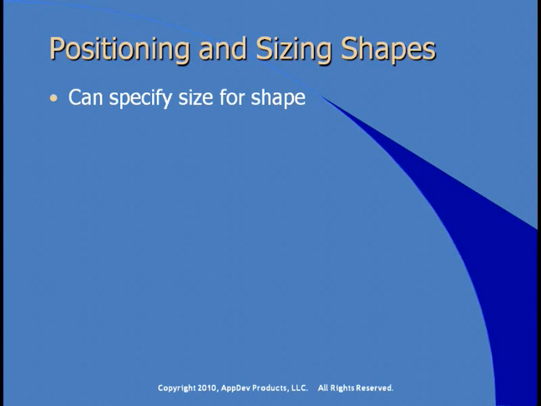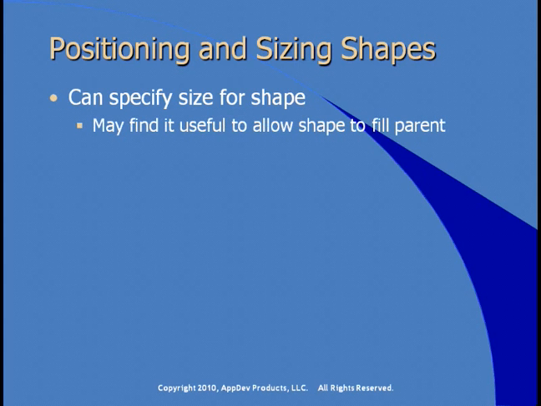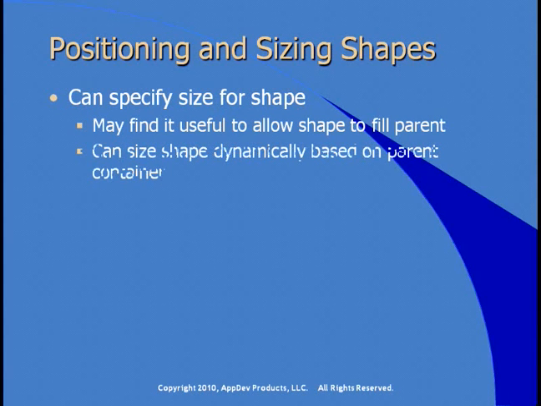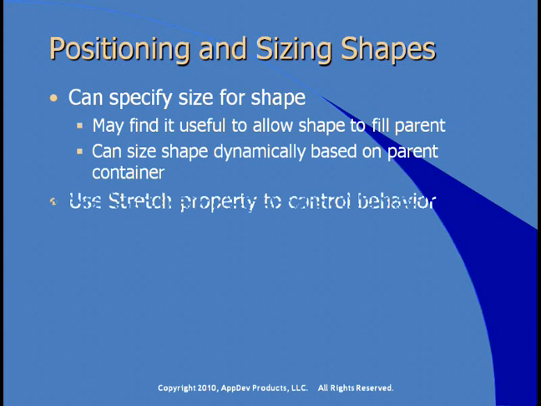Although you can specify the size for a shape, as you saw in the previous demonstration, you may find it useful to allow the shape to fill its parent container. That way, you can size the shape dynamically based on its parent container. To make that happen, you use the stretch property of the shape to control its behavior. The fill value, which is the default, causes the shape to stretch in both directions to exactly fit the parent container. And if you set the width and height properties explicitly, this doesn't really do anything.